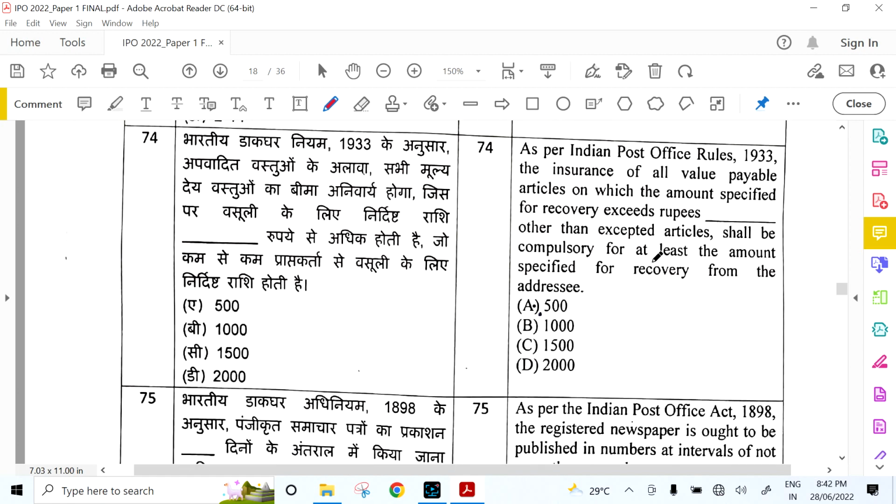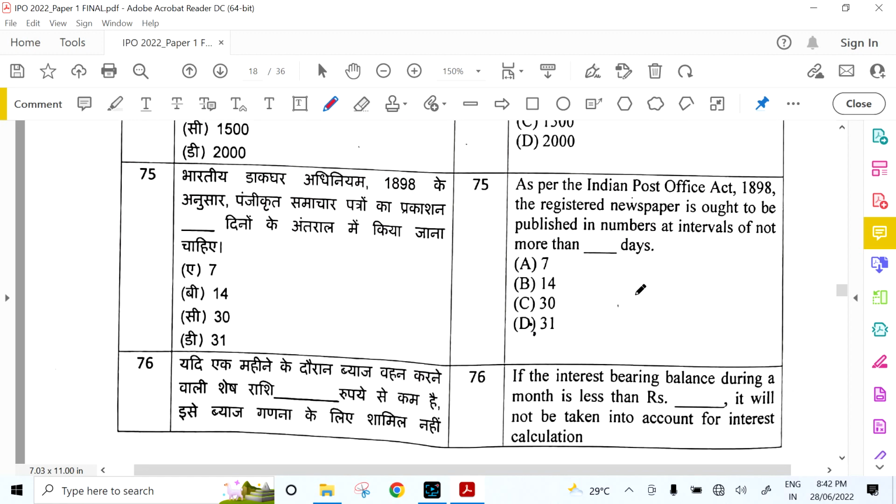As per India Post Office Rules 1933, the insurance of all value payable articles on which the amount specified for recovery exceeds dash rupees, other than the excepted articles, shall be compulsory for at least the amount specified for recovery from the addressee. The answer is 500 as per Rule 72(2).